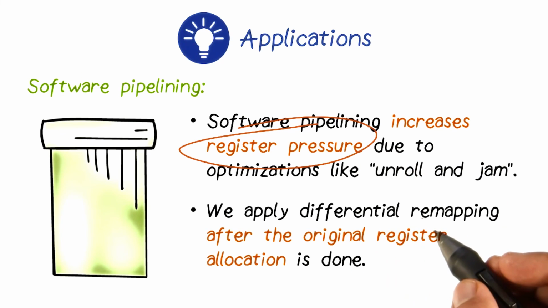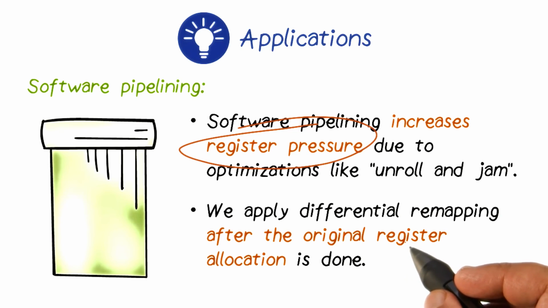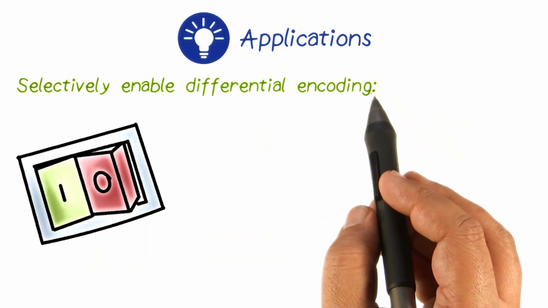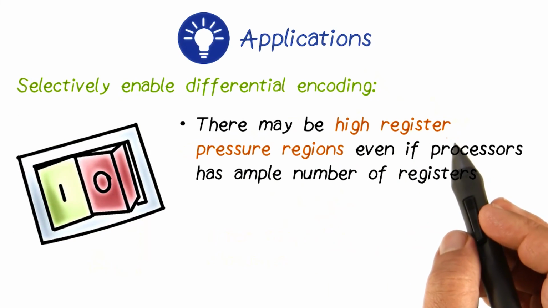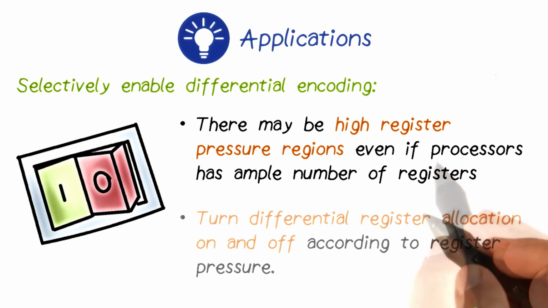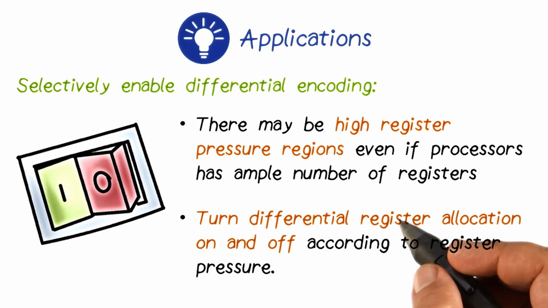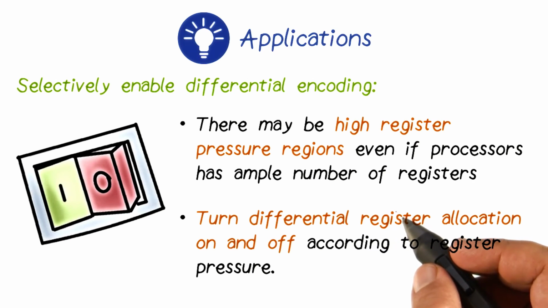So in such a case, we apply differential remapping after the original register allocation is done. The first technique that we looked at earlier is what we apply here. Second application of differential encoding is to selectively enable differential encoding. For example, there may be high pressure areas where lots of registers are needed, and we could turn it on there to take advantage of this. And we could turn on and turn off differential encoding as per the register pressure to modulate the number of registers that are visible at certain points.